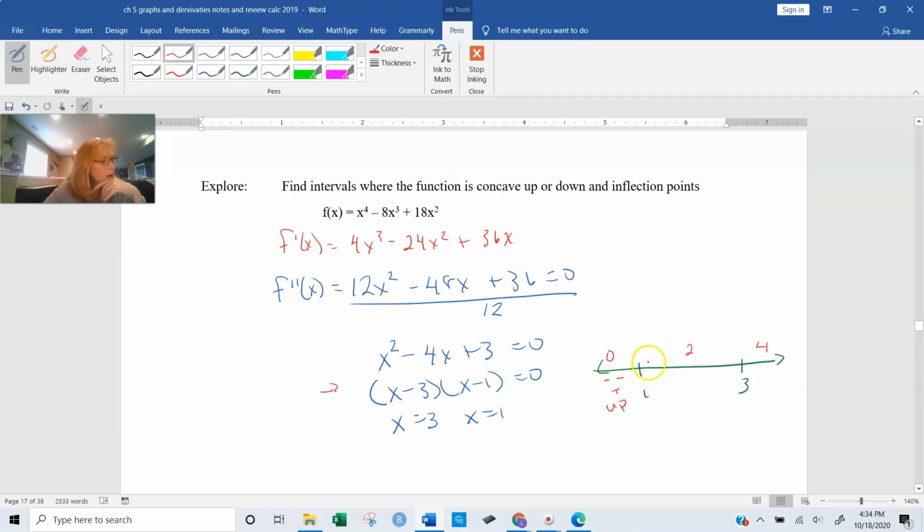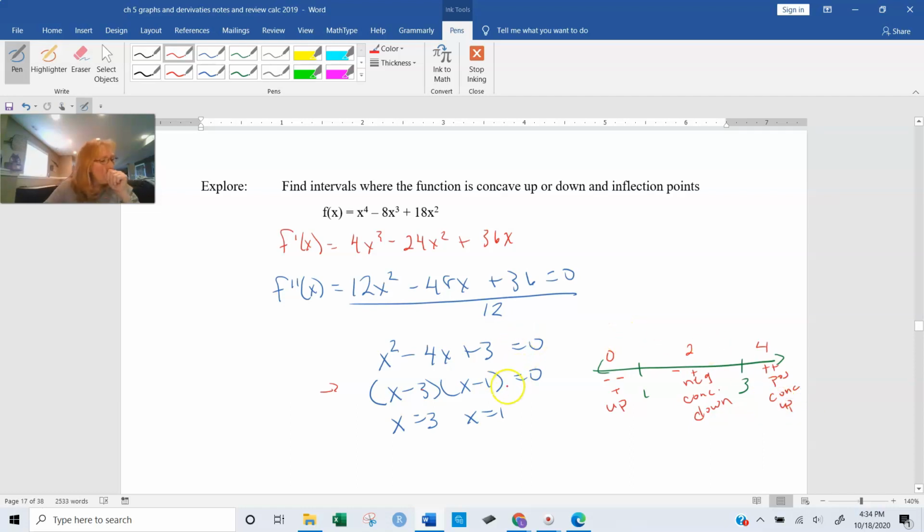And then you go over here, you plug in the 2. I plug in a 2 here, it's a negative, and then a positive. So this is a negative. So this is concave down. Plug in 4, positive, positive. So this whole thing is positive. So this is concave up.